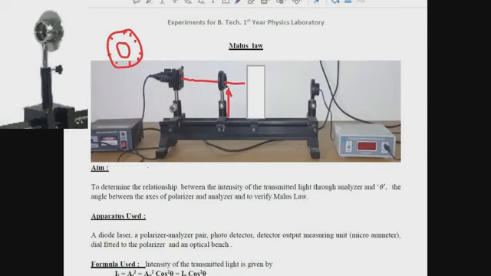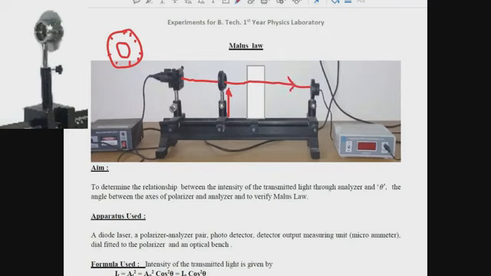Now once that part is done, you have to see at what particular angle the light is maximum. Remember this, there is no analyzer now, there is only a polarizer here. We have pulled down the analyzer. So when light is falling on this polarizer and passing through it, it is going to go straight over to the photodetector, like this.